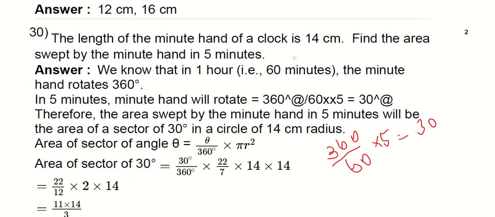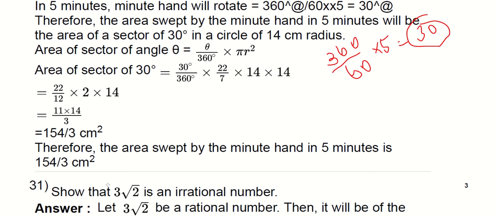The length of the minute hand of a clock is 14. Find the area swept by the hand. So the clock hand length is the radius, this 14 is the radius. Area is theta by 360 pi r squared. Theta is, because 360 is one circle for the clock, 360 by 60 into 5. So the answer is 30 degrees. First find the degree, then theta by 360 pi r squared. Theta is 30 by 360 into pi into r squared. Radius is 14. So substitute 14, then simplify, and the answer comes.